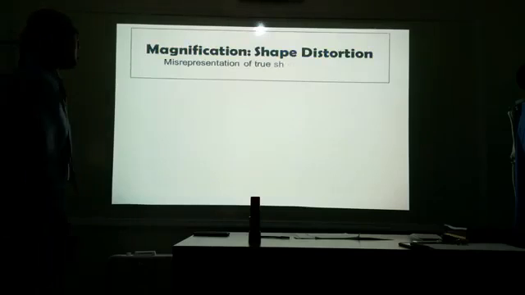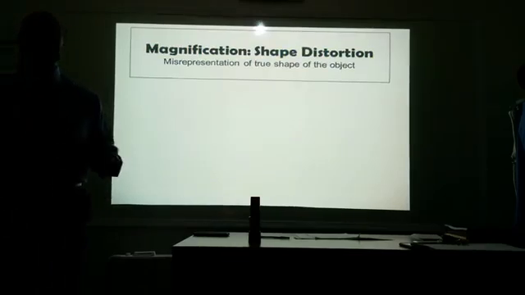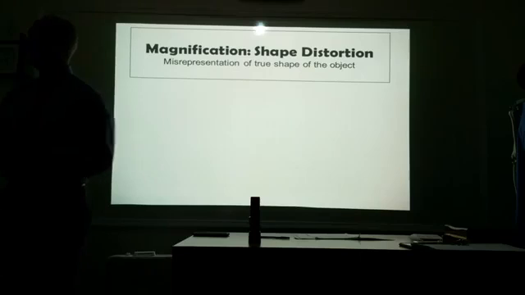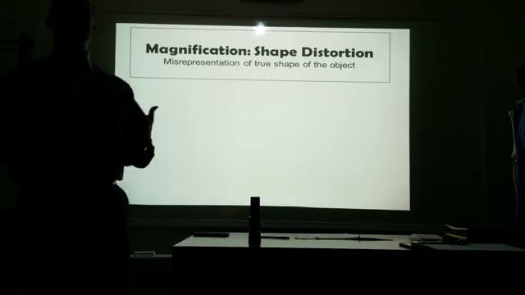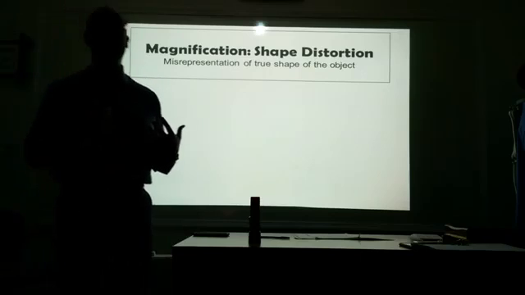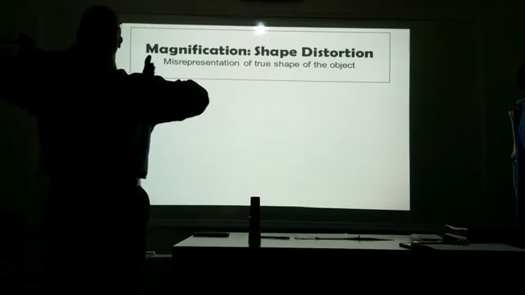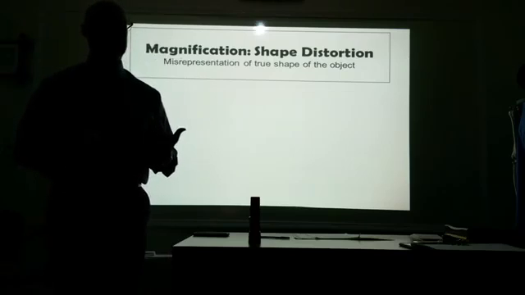All right, let's talk about shape distortion. Shape distortion, we're not talking about the size. We're talking about a misrepresentation of the true shape, not the size, but the shape of the object being x-rayed. Again, we're talking about our body. We're in 3 dimensions. We're not 2-dimensional where everything is flat. All our anatomy lies in different angles and different positions within our structure.